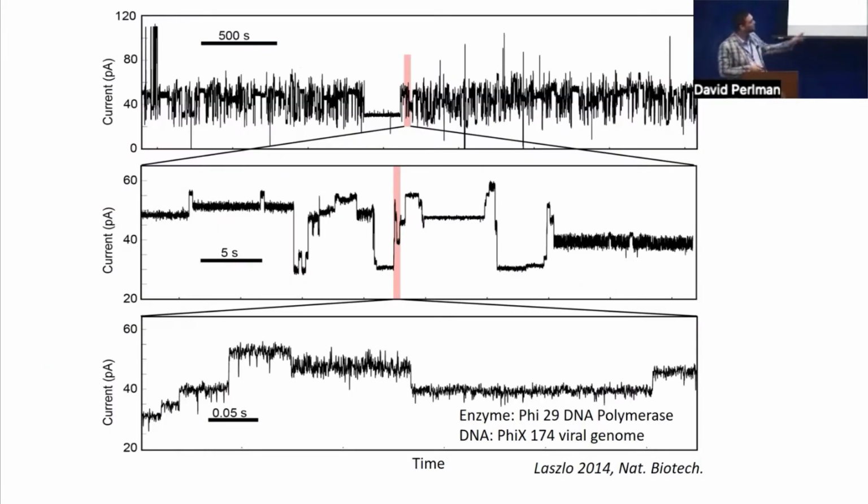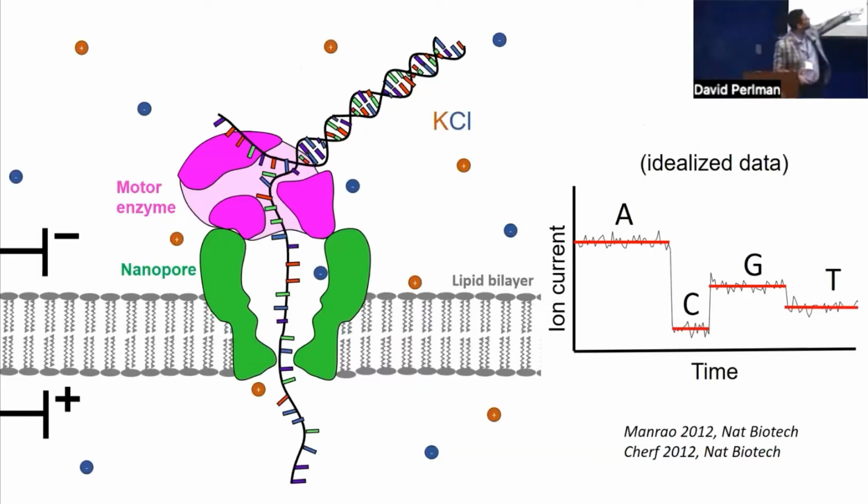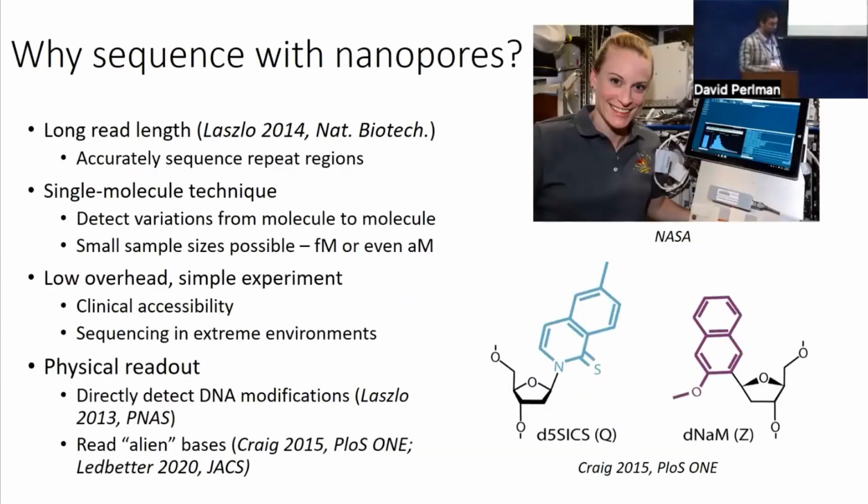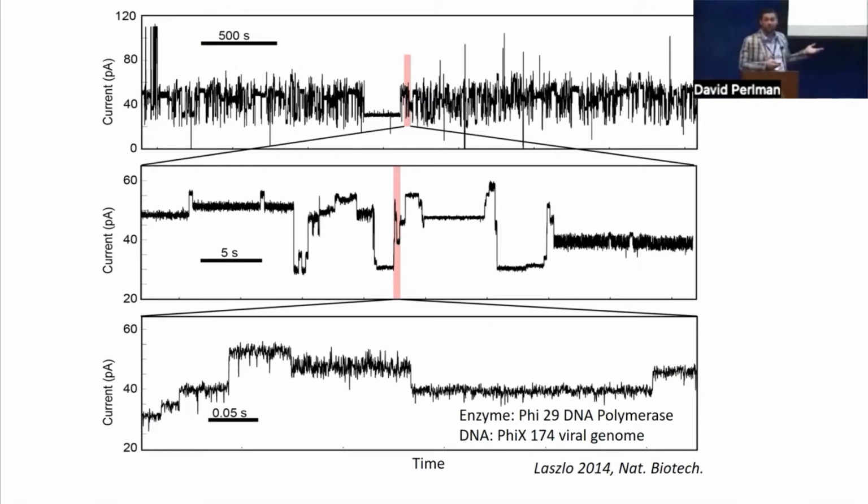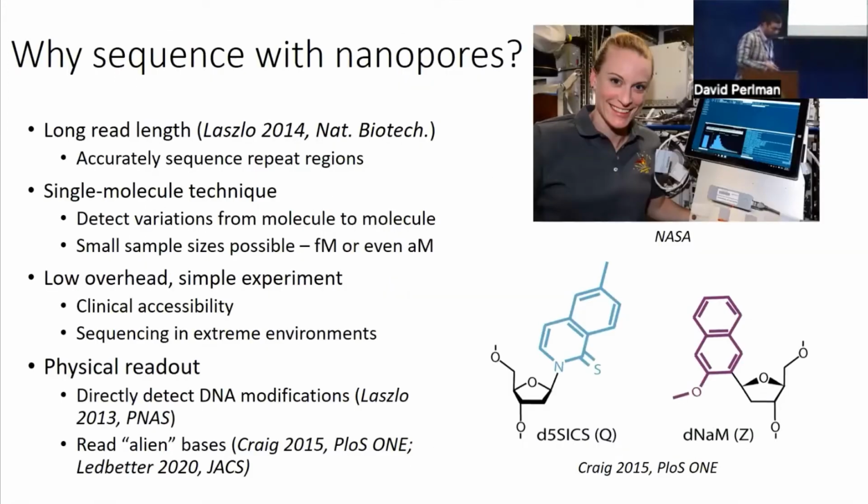And you might also notice there's more than 4 different levels here, right? You're seeing a lot more than 4 unique states. And that's actually because it's more than just one base that contributes to the current. It's actually a set of about 4 bases that contribute to the current at any one time. But nonetheless, you can still decode the signal and wind up doing quite accurate base calling nowadays.